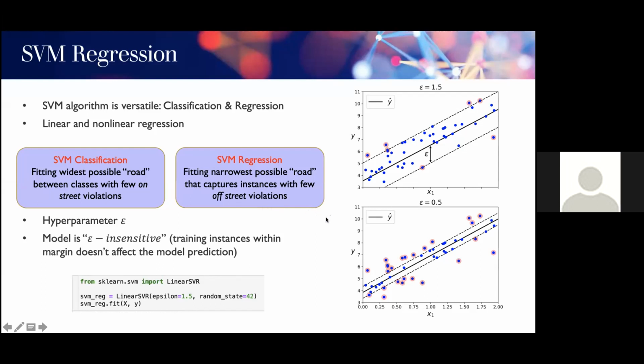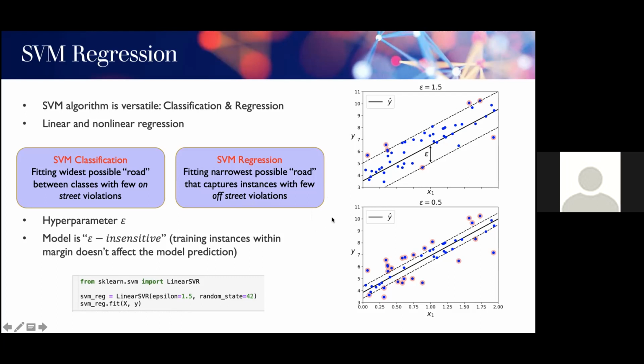Instead of trying to fit the widest possible road between the classes, for SVM regression the algorithm fits the narrowest possible road such that it captures everything and has few off-street violations. And so instead of the margin violations being between the margins, here the margin violations fall outside the margin. I thought it's funny that it's kind of opposite to SVM classification.